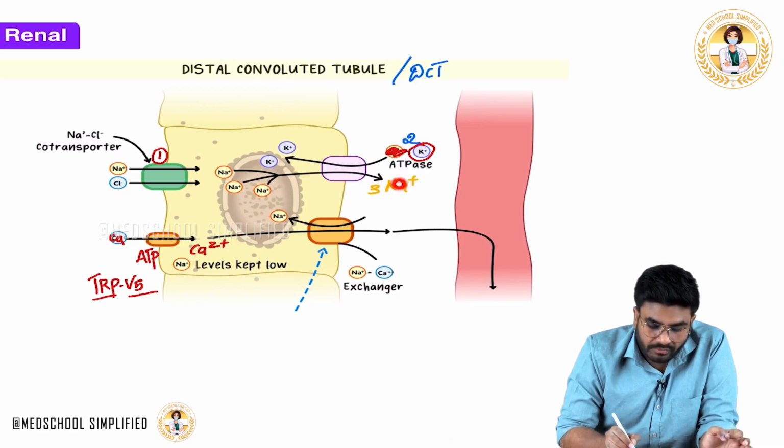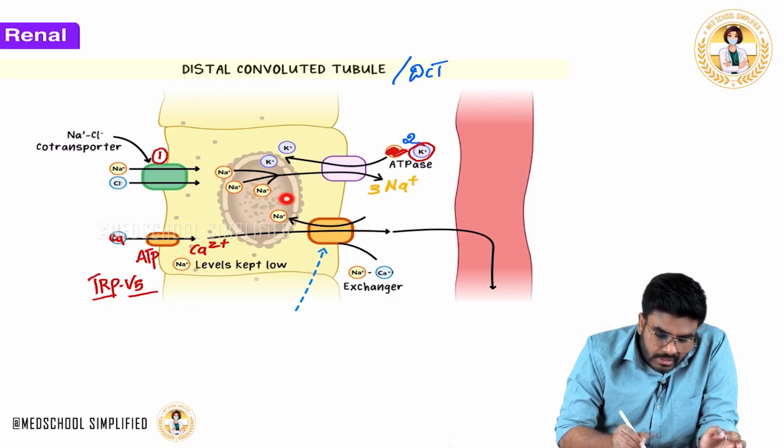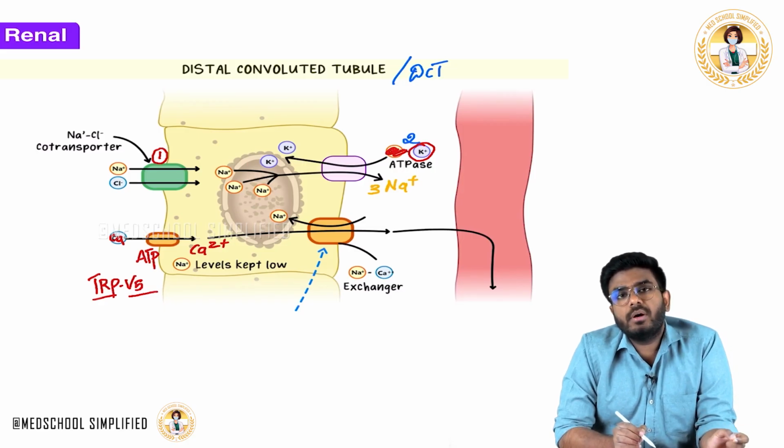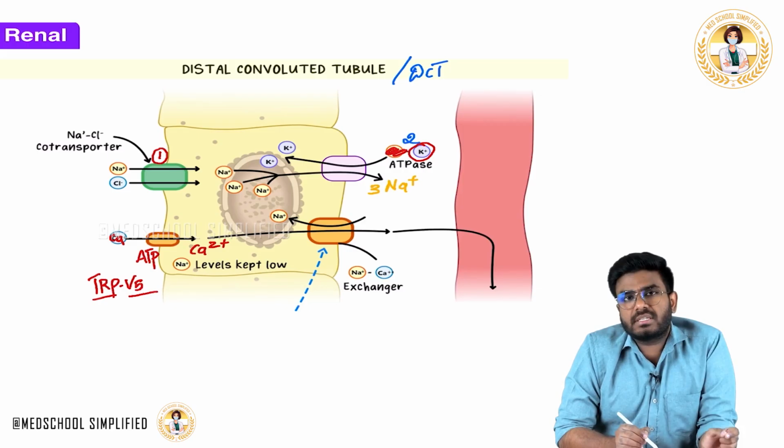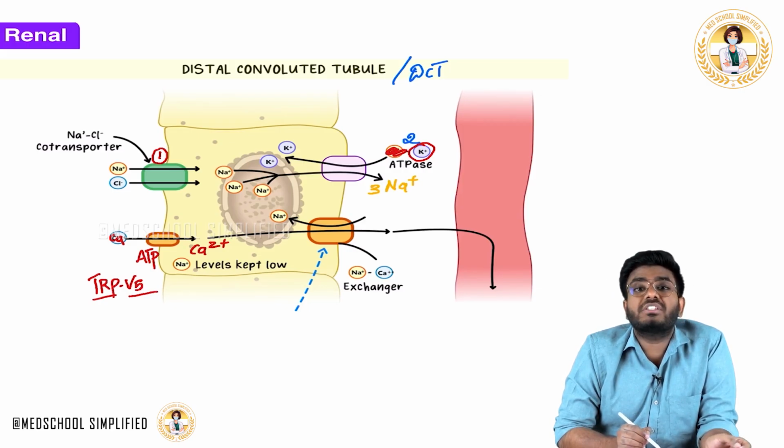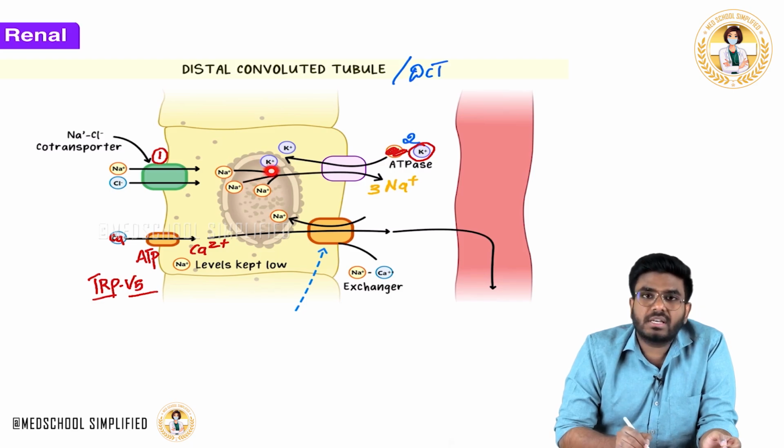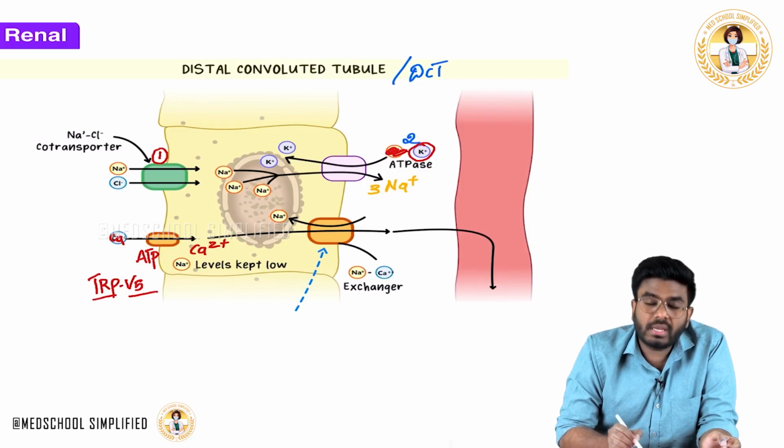Okay, going out of the cell. So what happened to the intracellular sodium concentration? The intracellular sodium concentration is going to be decreased. So remember, now in the DCT epithelial cells, the sodium concentration is low. Sodium is kept low inside the cell. Now here, low concentration of sodium is there. Why? Because 3 sodium ions are going out of the cell.